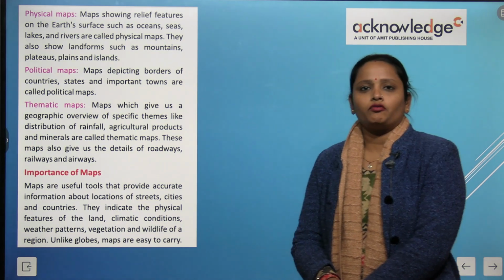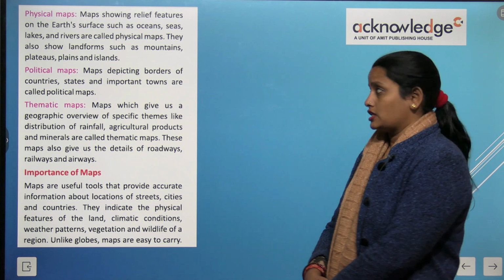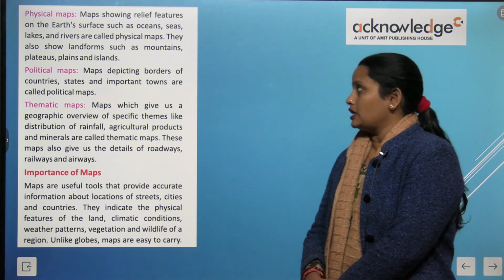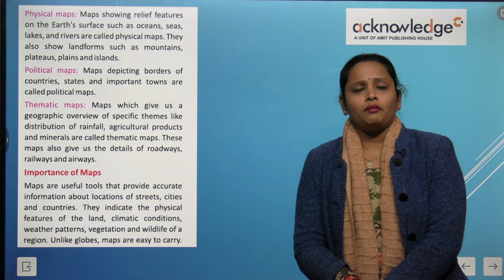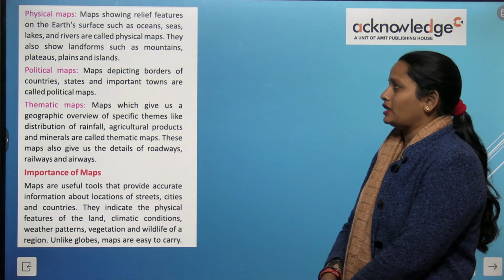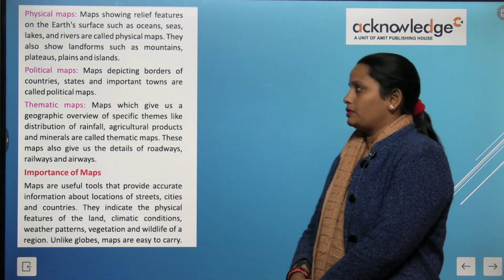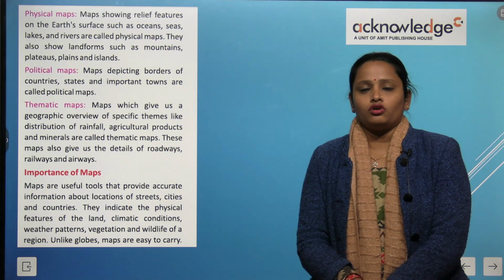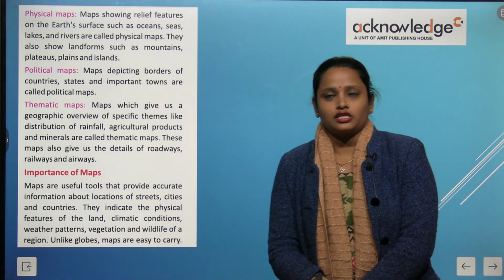Now the next type of map that we are going to learn is political map. Maps depicting borders of countries. वो मैप जो सिर्फ कंट्रीज के बॉर्डर के बारे में बताते हैं, स्टेट्स के बॉर्डर बताते हैं या इंपॉर्टेंट टाउन्स के बारे में बताते हैं. These are called political maps.